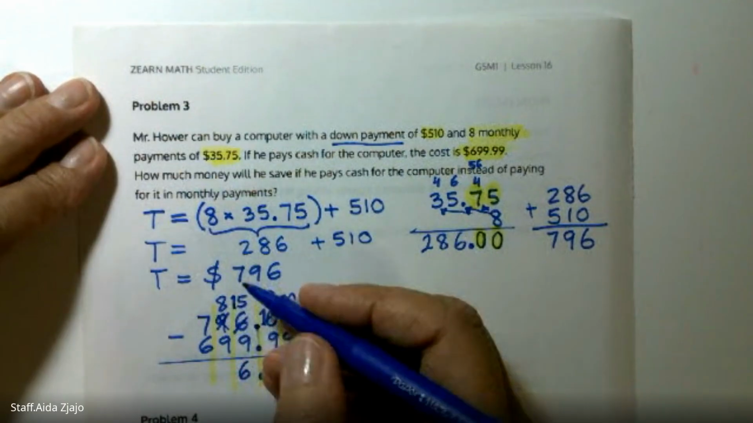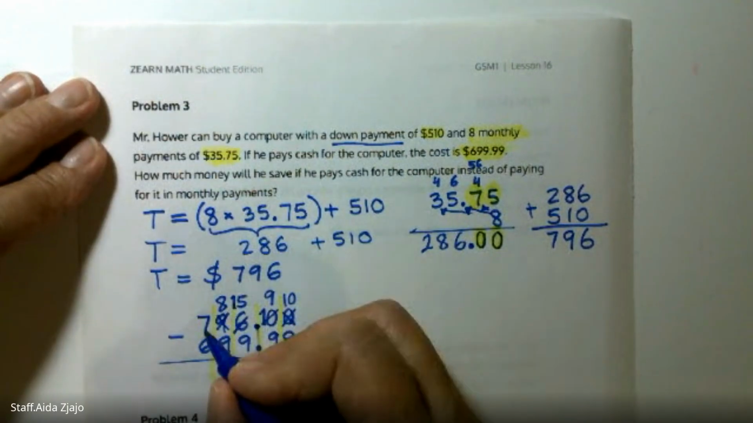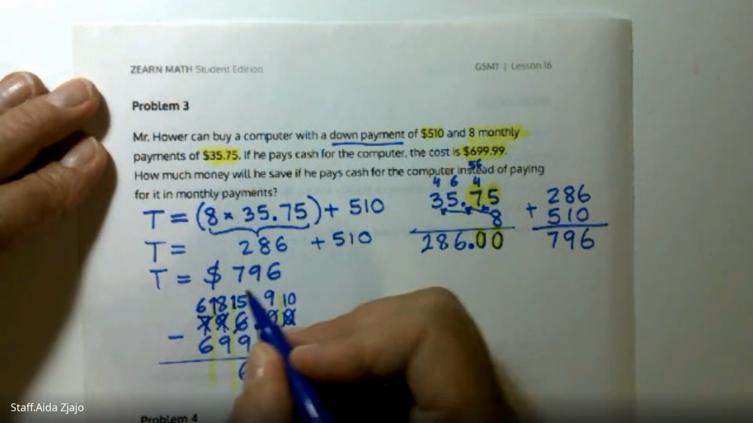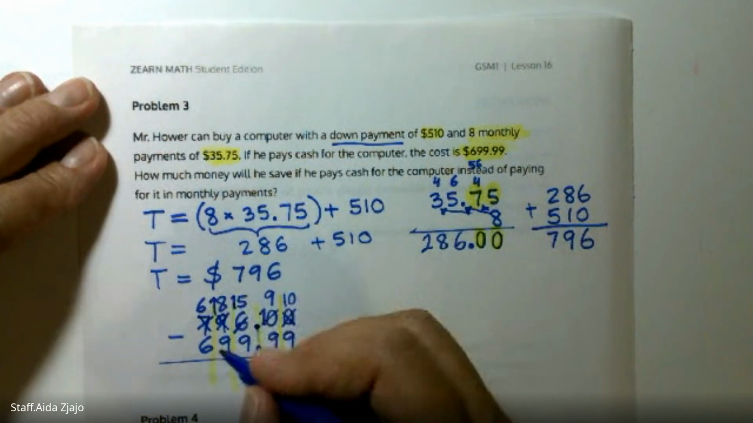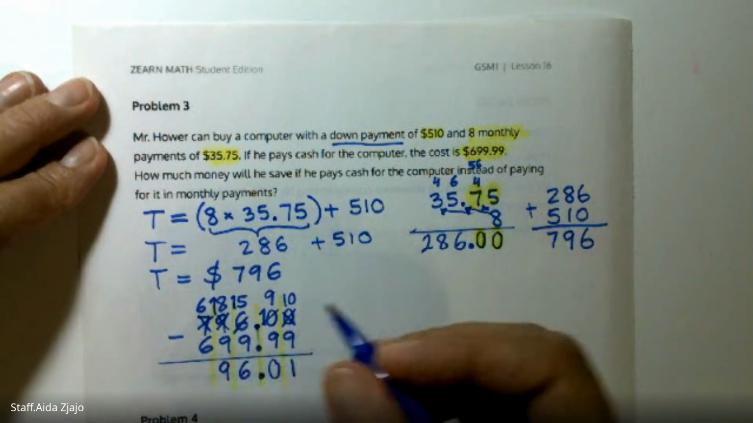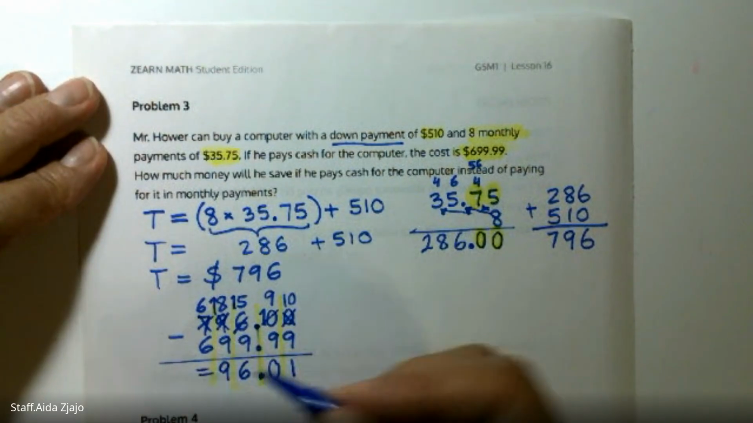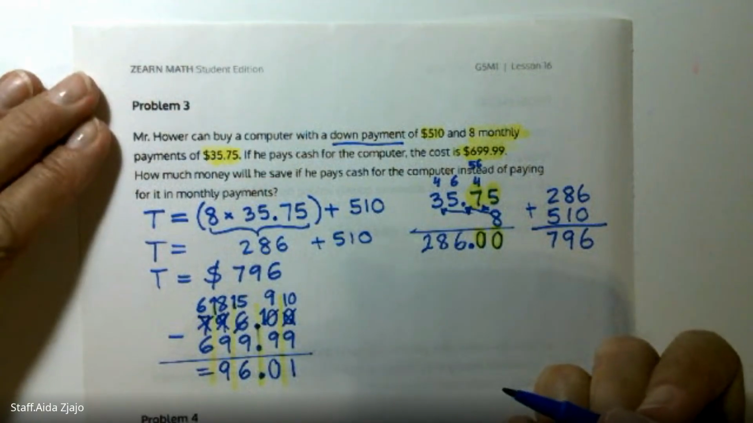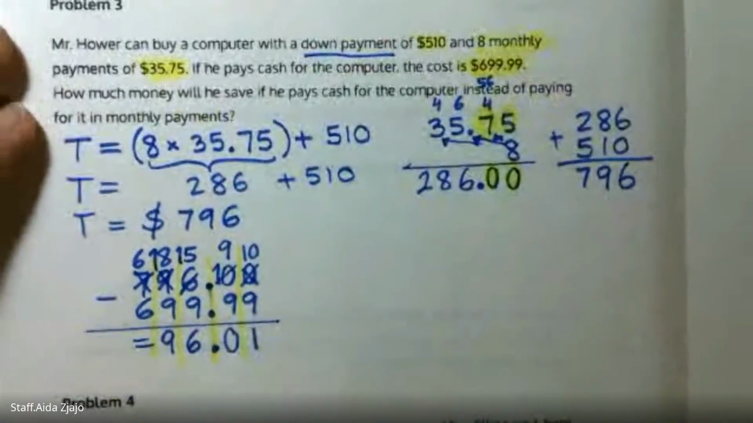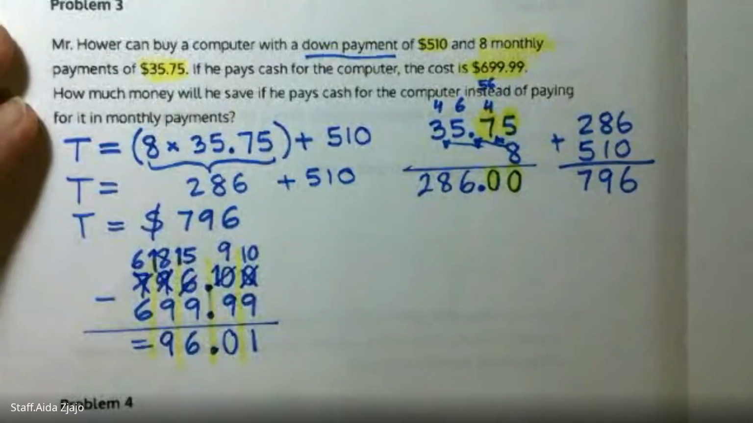And 8 minus 9 doesn't work. You have to regroup again. Make it 10 plus 8 is 18. 18 minus 9 is 9. So he will lose, if he doesn't pay cash, about $96.01.